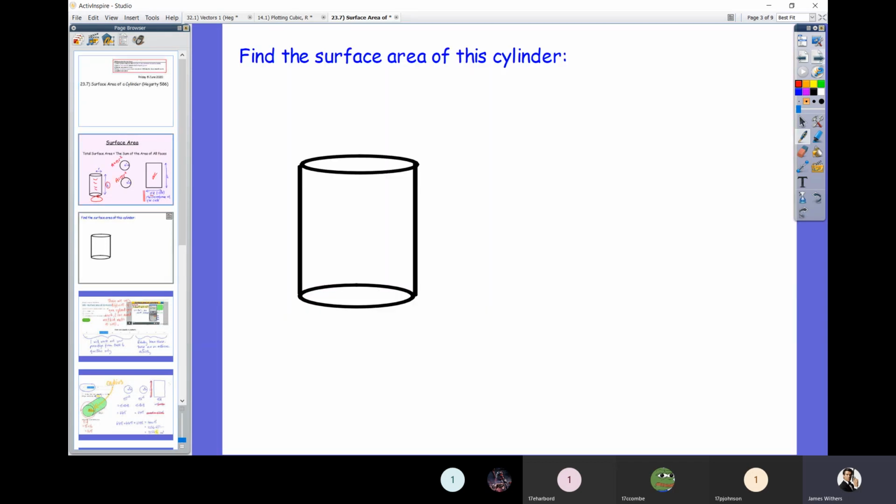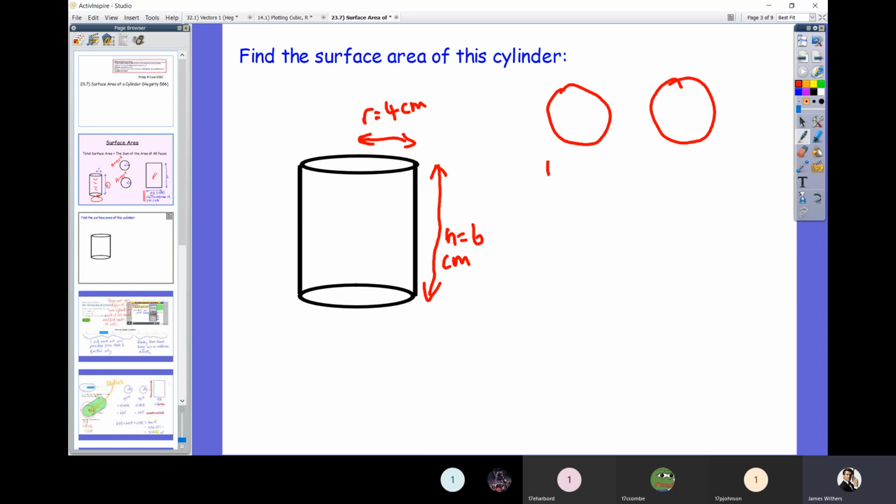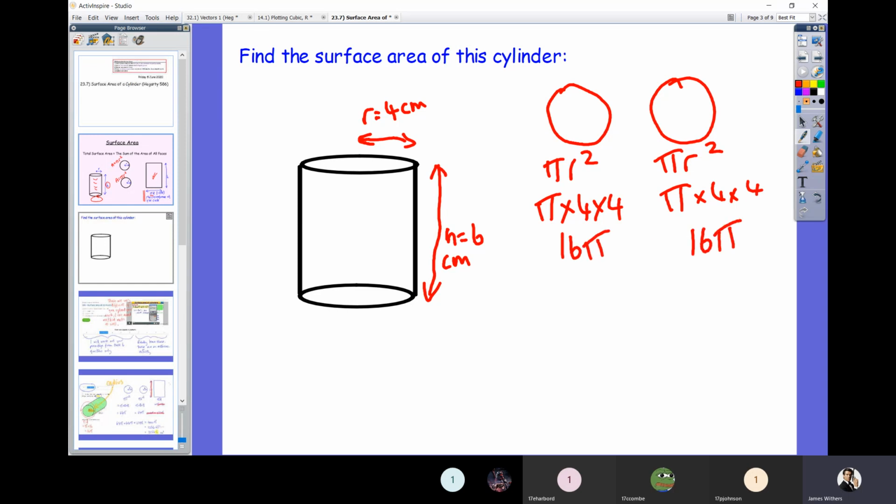Okay, I'm just going to make one of these up, and I just want this on the video so you can see. Let's say that the height is 6, and let's say that the radius there is 4 centimeters. Okay, and the height is 6 centimeters. So we've got a couple of circles, and we're going to work out those areas by doing pi r squared each time. So that's going to be pi times 4 times 4, and pi times 4 times 4, which is going to be 16 pi and 16 pi. Just leave it in pi for now.